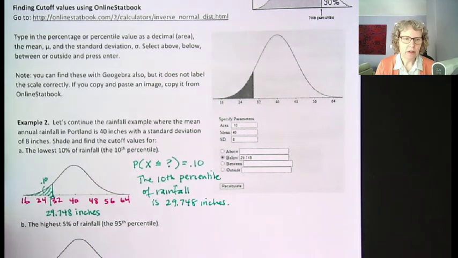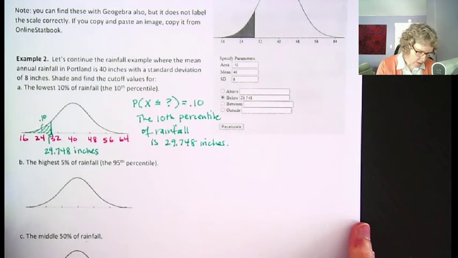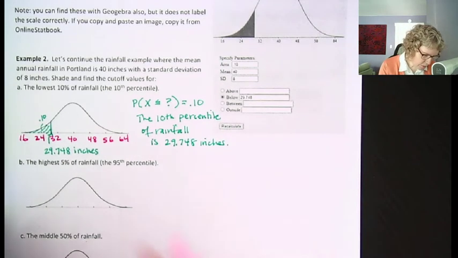Okay, let's try another one. B is the highest 5% of rainfall. Okay, so now this is going the other way.